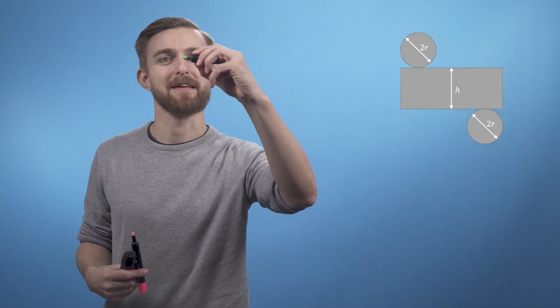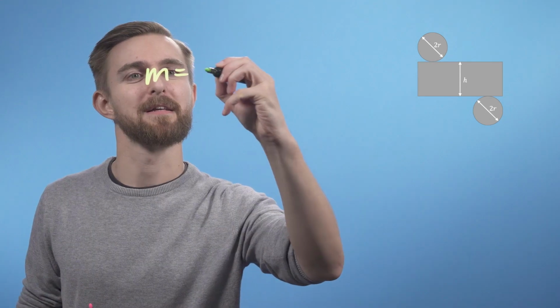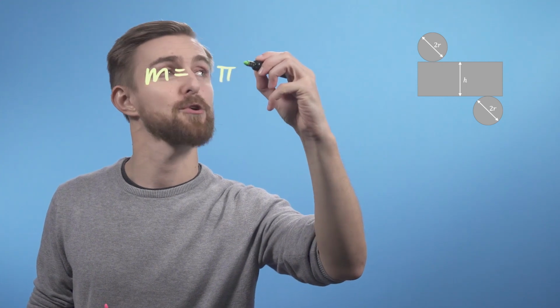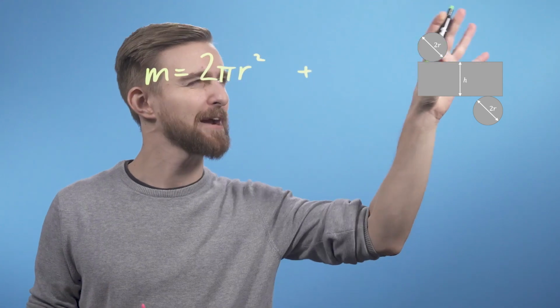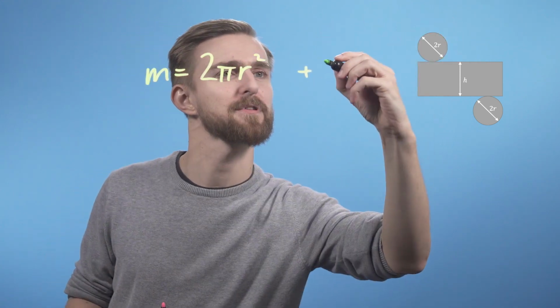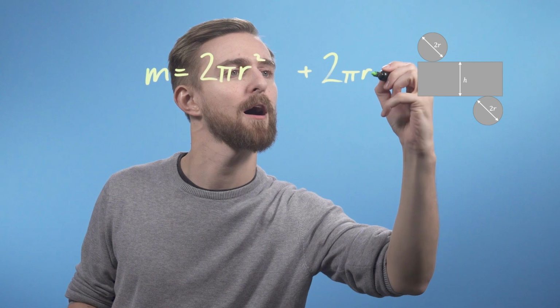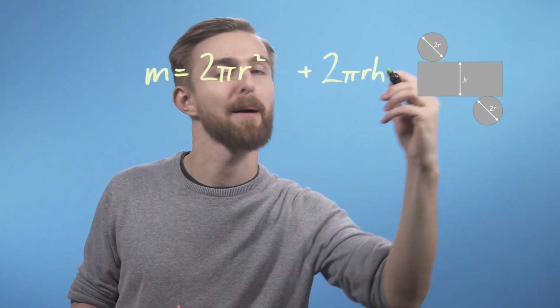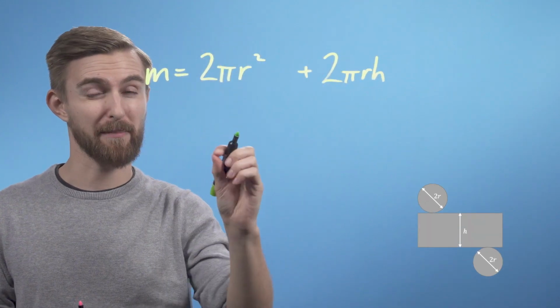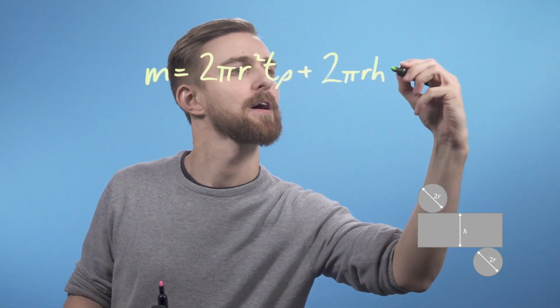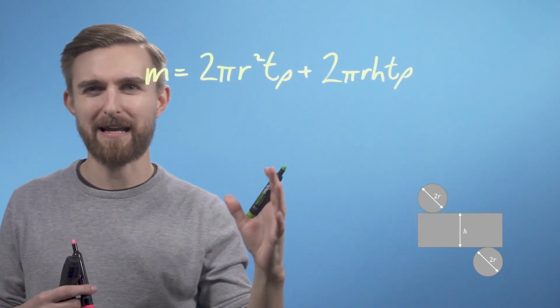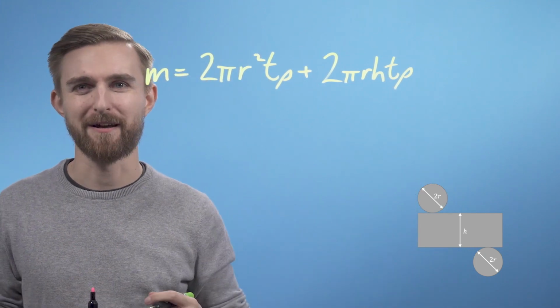So, we can say that the mass, m, is going to equal the area of these two little circles, pi r squared times 2 of course, plus the area of the rectangle in the middle, so that's the circumference, 2 pi r, multiplied by the height h, and both of these are going to be multiplied by the thickness t and the density ρ. So t ρ and t ρ. I've written it in this long form here to make life a bit easier later on.